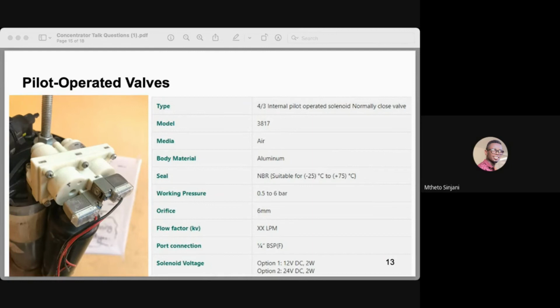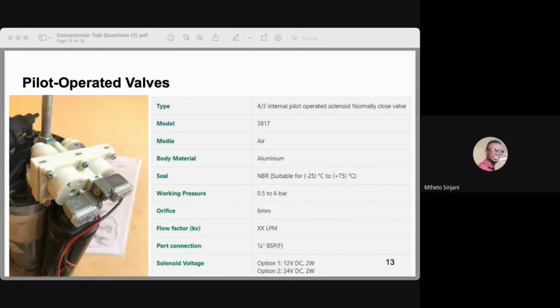Unlike the direct acting valve from our Node 5, the 12 volt pilot operated valve from Respironics measures a resistance of 390 ohms and can be easily identified by searching the part number. On the right side, the graphics show that this is a 4/3, meaning a 4-way, 3 position, internal pilot operated solenoid valve, normally closed.